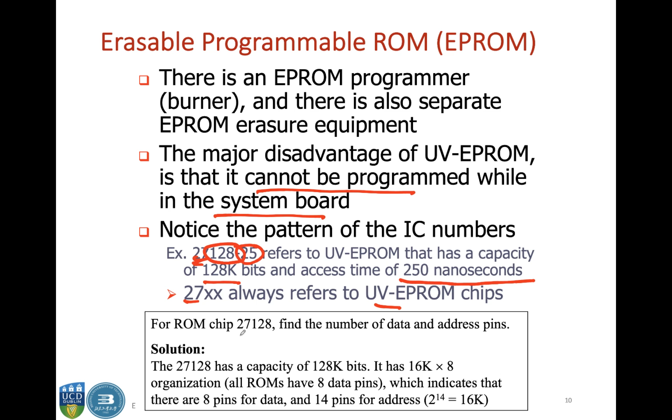For the ROM chip 27128, find the number of data and address pins. This 128 refers to a capacity of 128 kilobits, so therefore it has 16k times 8 organization, because all ROMs have 8 data pins. So it indicates that there are 8 pins for data and 14 pins for address. 2 to the power 14 gives you 16k.